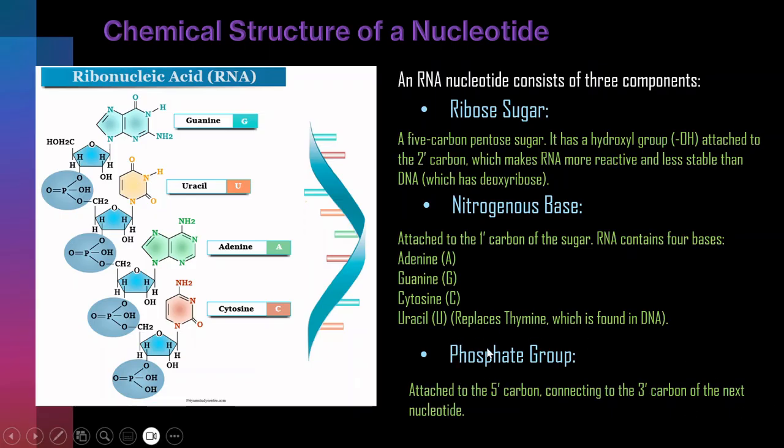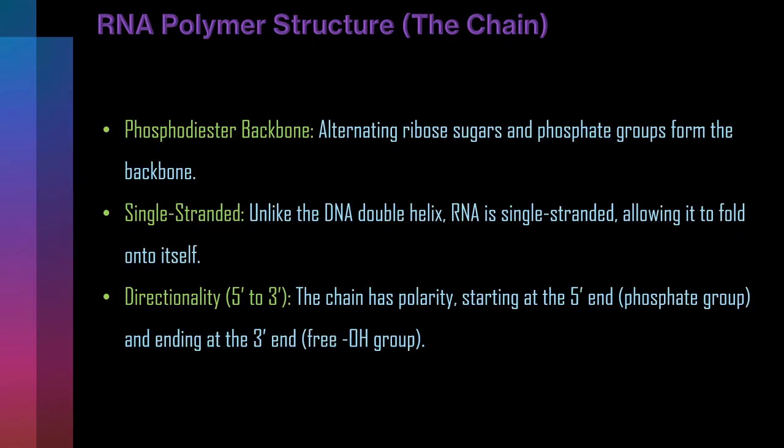The third component is the phosphate group attached to the fifth carbon, connecting to the third carbon of the next nucleotide or the next sugar molecule. We have the phosphate groups. So, the structure of RNA contains a phosphodiester backbone, that is between the ribose sugar and phosphate. It is single-stranded, unlike the DNA double helix. RNA is single-stranded. Directionality is 5' to 3'.